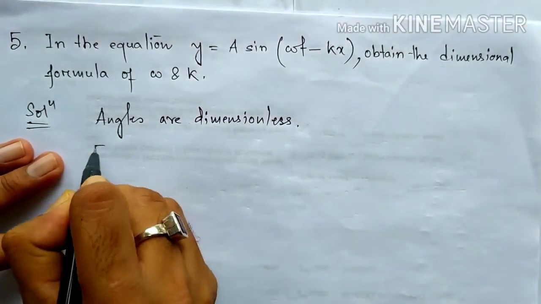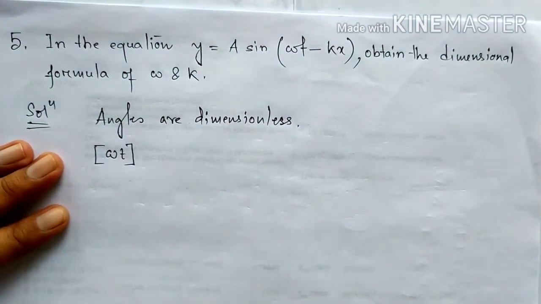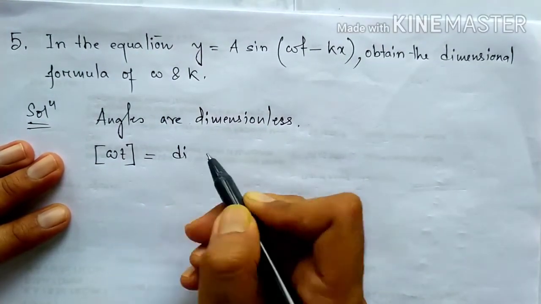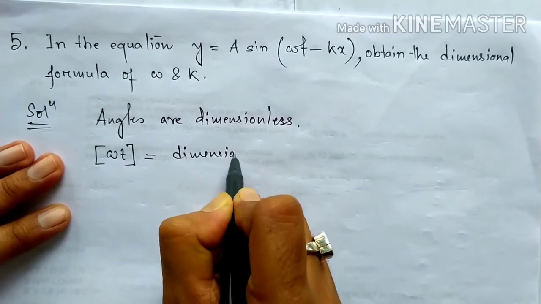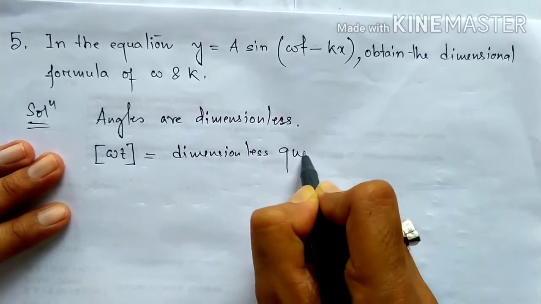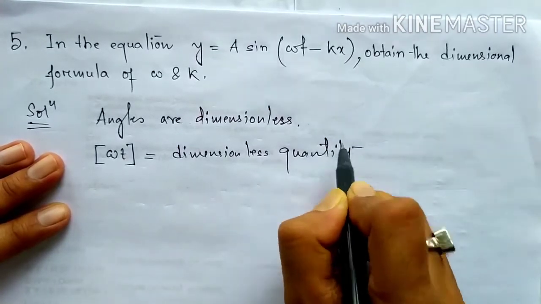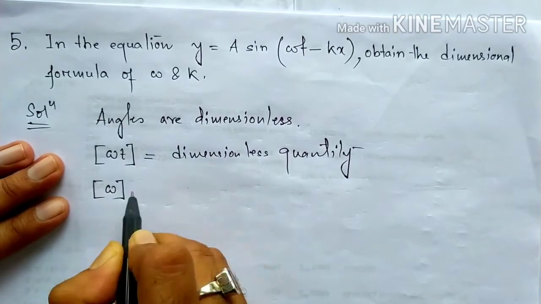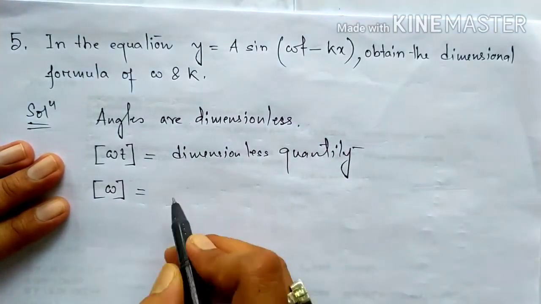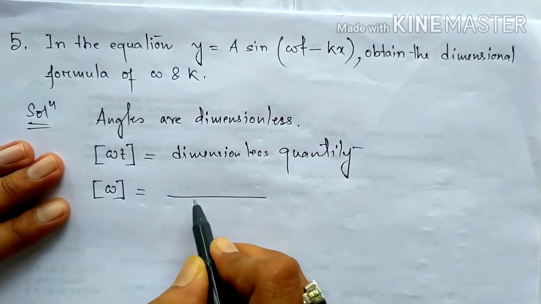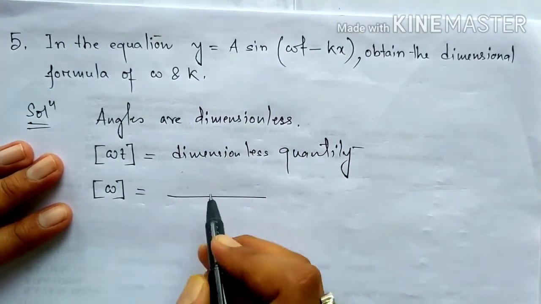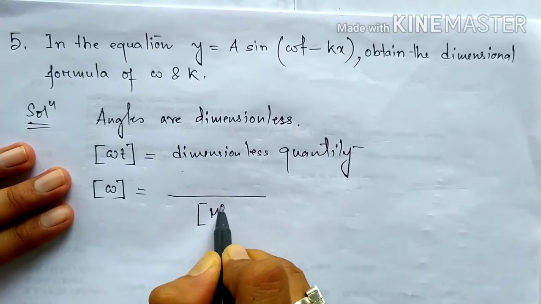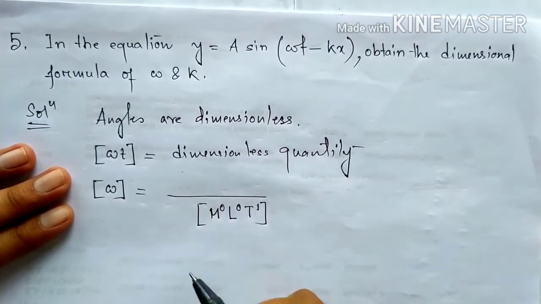Now here, which quantities represent the angle? Omega t and kx. That means omega t will be a dimensionless quantity. So what will be the dimension of omega? It will be that dimensionless quantity divided by the dimension of t. T represents time, so I will have M to the power 0, L to the power 0, T to the power 1, because that is time.